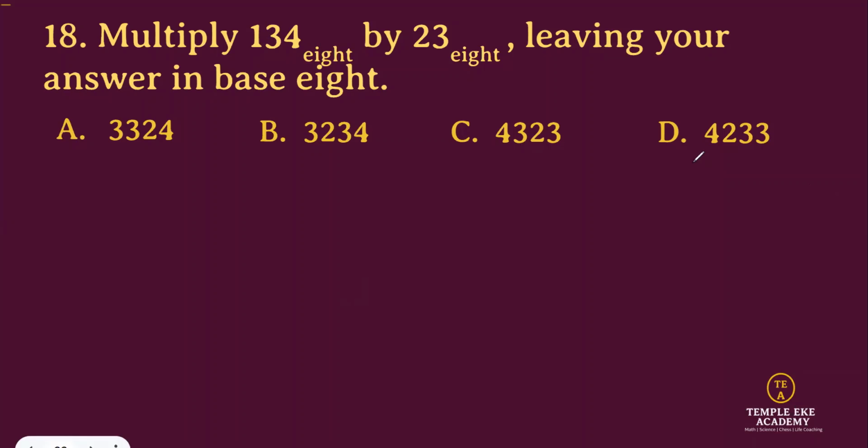All right, we are expected to carry out this multiplication and leave our answer in the base 8. Let's get straight into the solution. So we have 134 to be multiplied by 23, both numbers written in base 8.